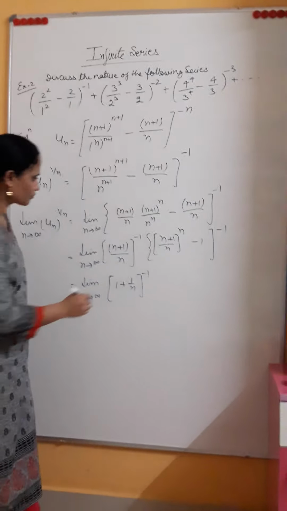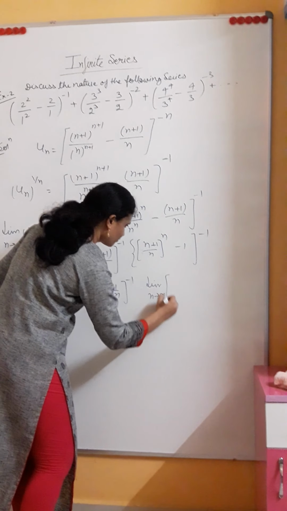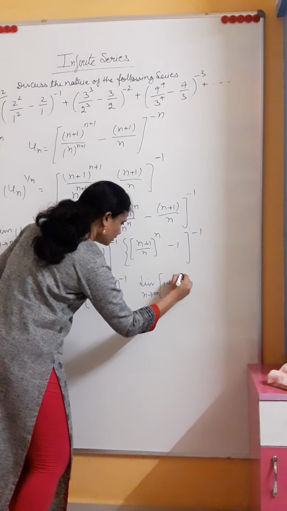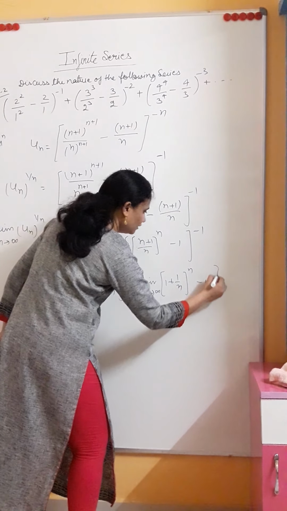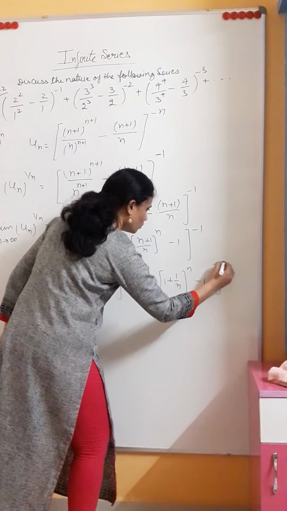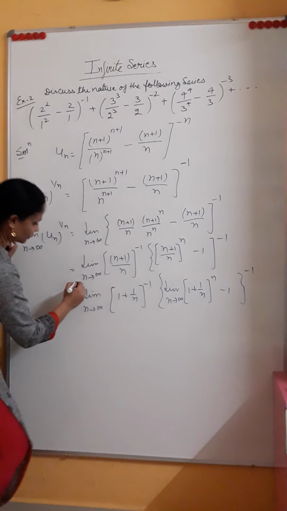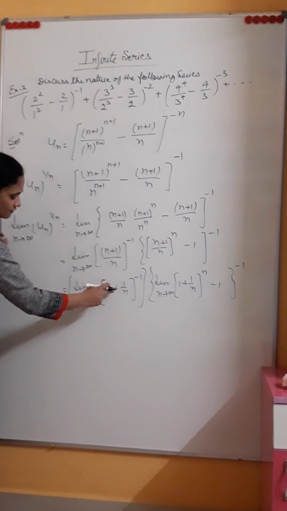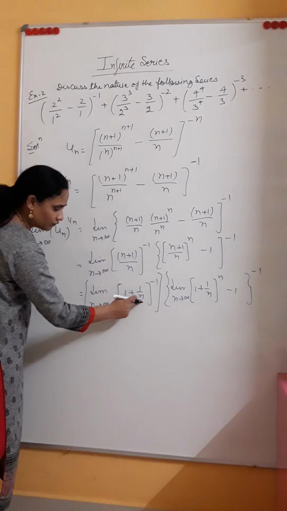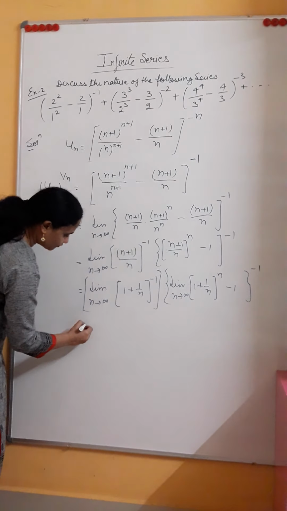Here limit goes with this also. Limit n tends to infinity, 1 plus 1 by n power n, minus 1 whole power minus 1. So what we have done, wherever we had n, we have applied the limit. So this value becomes, with this, make it bracket here, this value is separate and this value is separate. Now this value is equal to, when I put n equal to infinity, this value becomes 0. So this is 1. So the first term becomes 1 here.